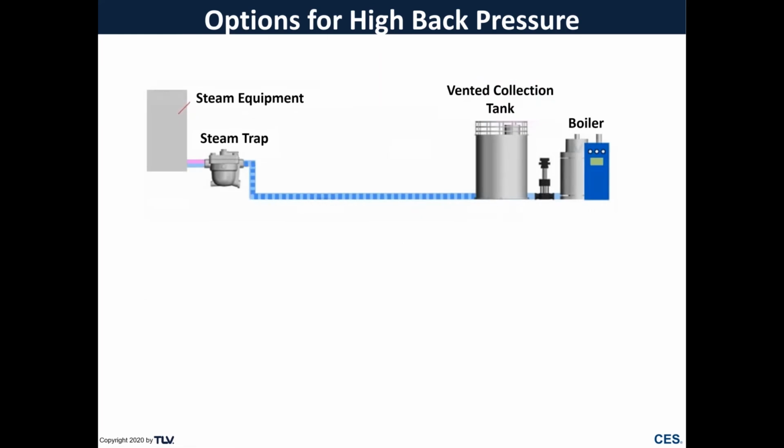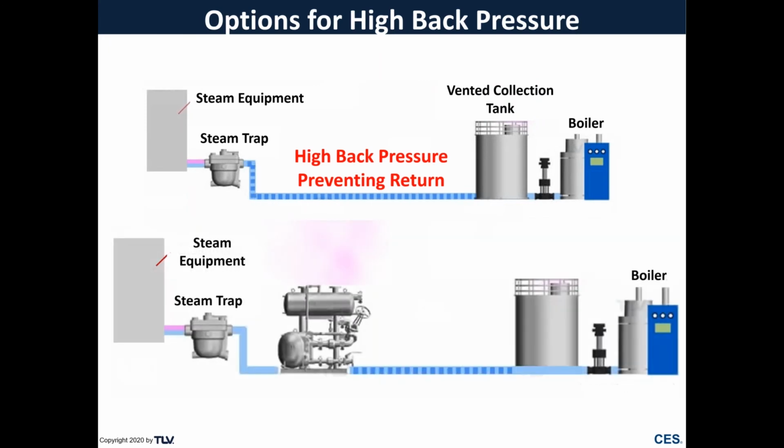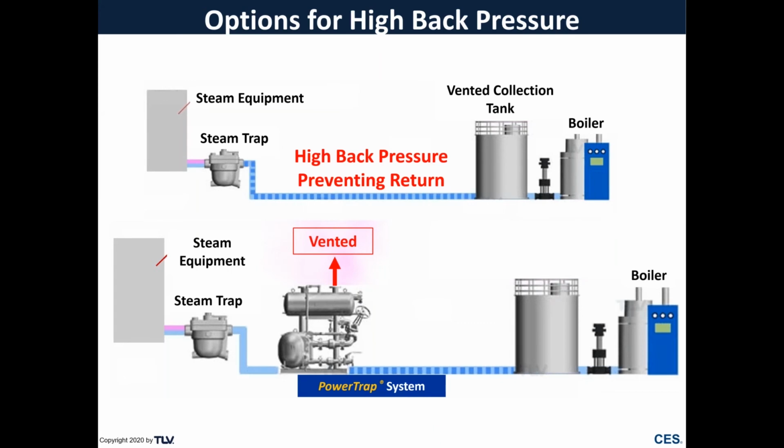So here we have our closed condensate recovery system. We may have high back pressure preventing return. We would install a mechanical style pump where we're venting off the flash, which reduces the pressure seen at the trap, allowing our steam traps to operate, and we're still able to recover that condensate.